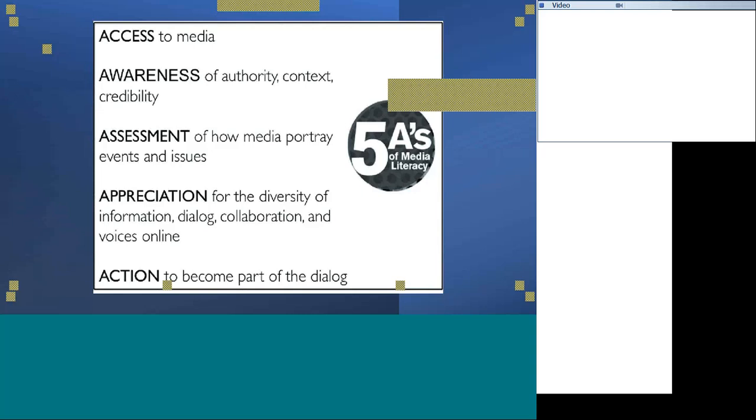The 5 A's are access to media. We should have full access to our media sources. It should not be something where we are prevented from seeking information. Awareness of authority, context, and credibility. We talked about these and some of the other factors, but remember to keep that context and credibility in mind.